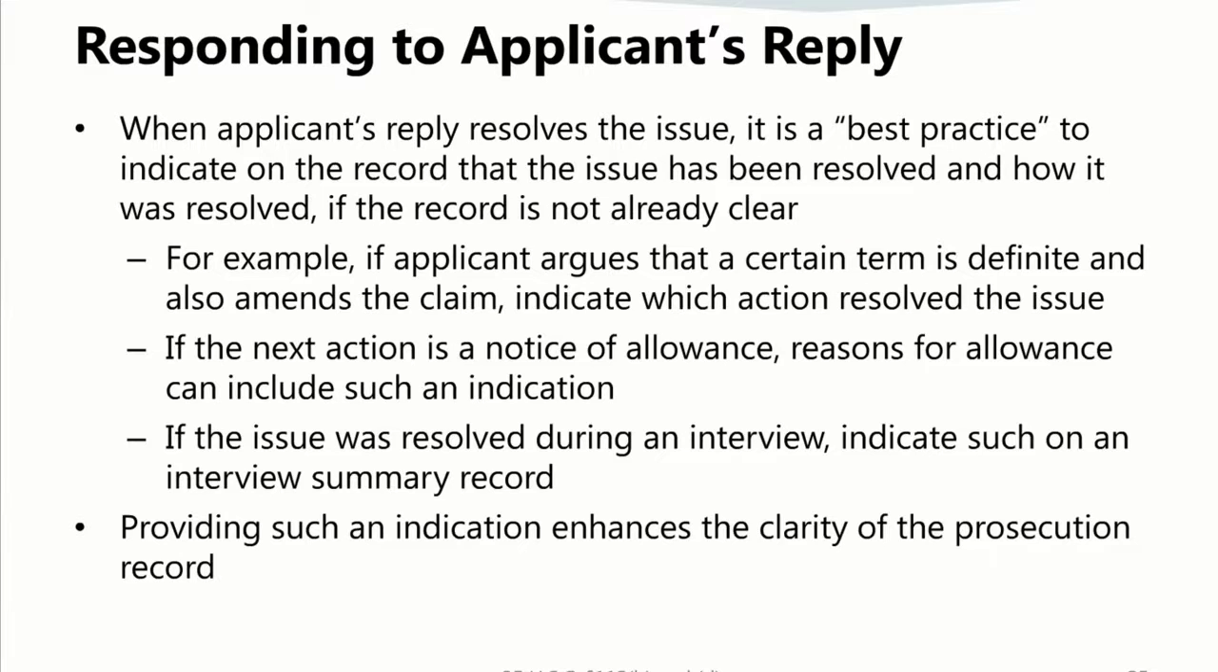For example, if the applicant argues that a certain term is definite and also amends the claim, indicate which action resolved the issue. If the next action is a notice of allowance, reasons for allowance can include such an indication. If the issue was resolved during an interview, indicate such on an interview summary record. Providing such an indication enhances the clarity of the prosecution record by providing a written history of the boundaries of the claim as understood by applicant and the examiner during prosecution.